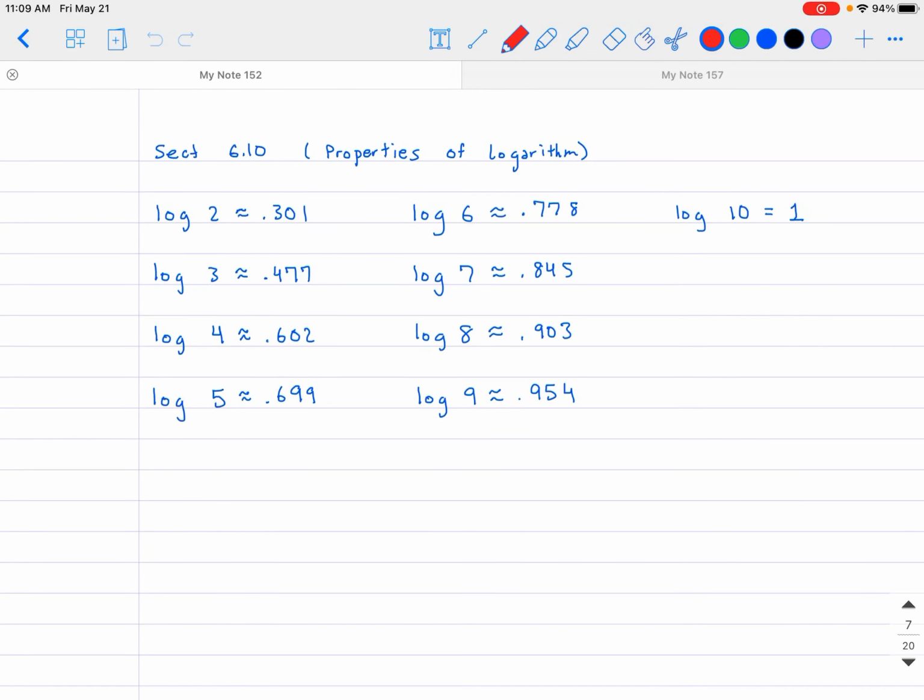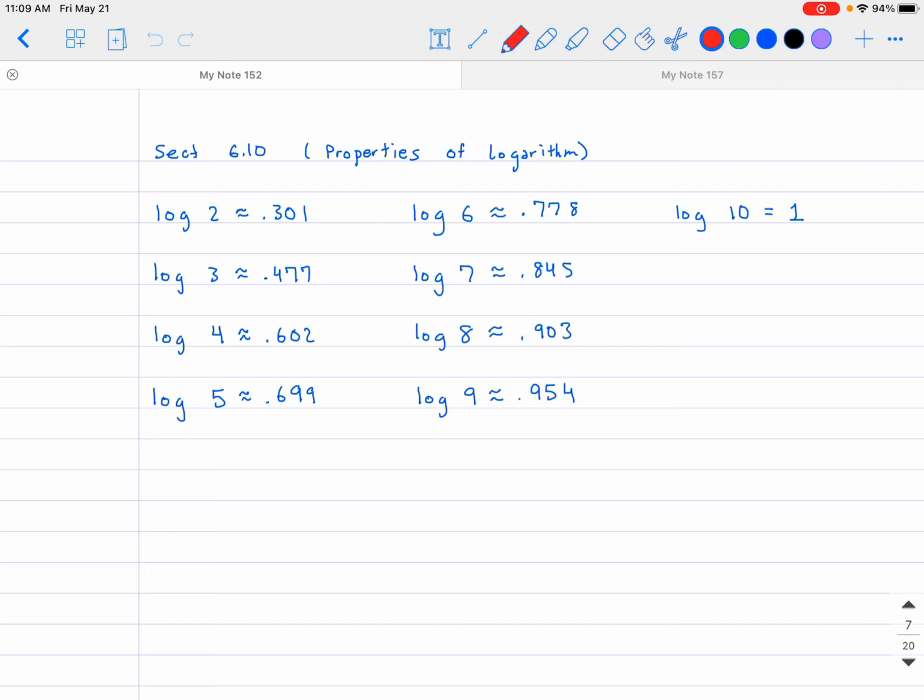Hello and welcome back to Algebra 2. Today we are looking at the properties of logarithms. In the previous sections we learned how to solve for x in the exponent using logarithms. So now I want to know what some of the other things are that you can possibly do with logs.